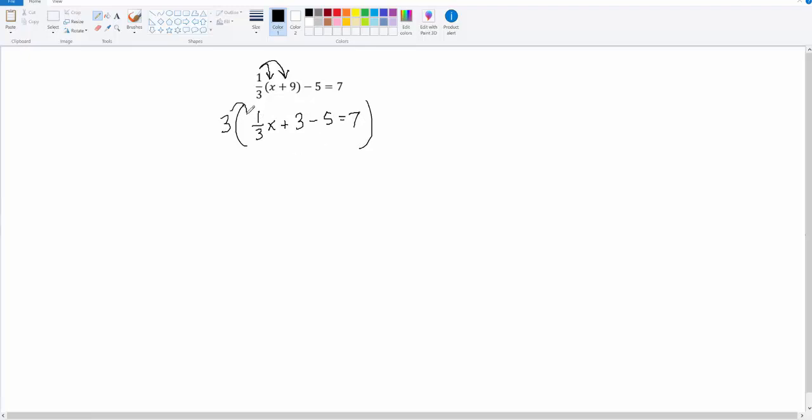When I do that, I just get x plus 9 minus 15 equals 21 when I multiply everything by 3. I want to get x by itself, so let's do the 9 minus 15. 9 minus 15 is negative 6 equals 21. In my last step, I got to get rid of this minus 6, so I add 6 to both sides to get x equals 27.